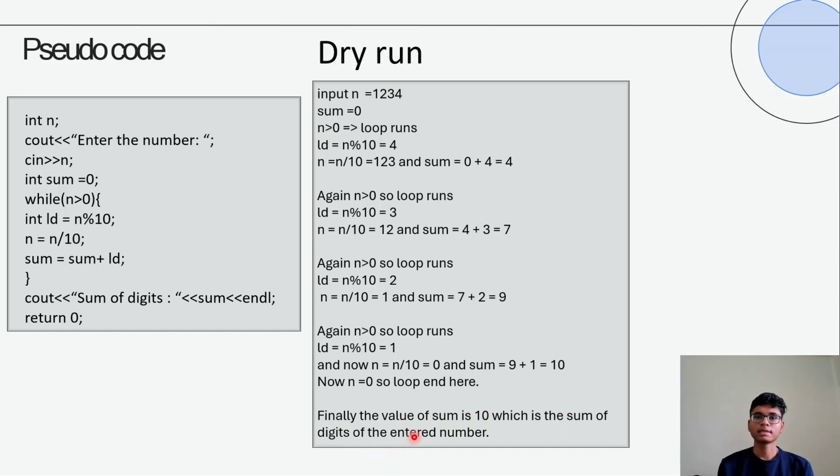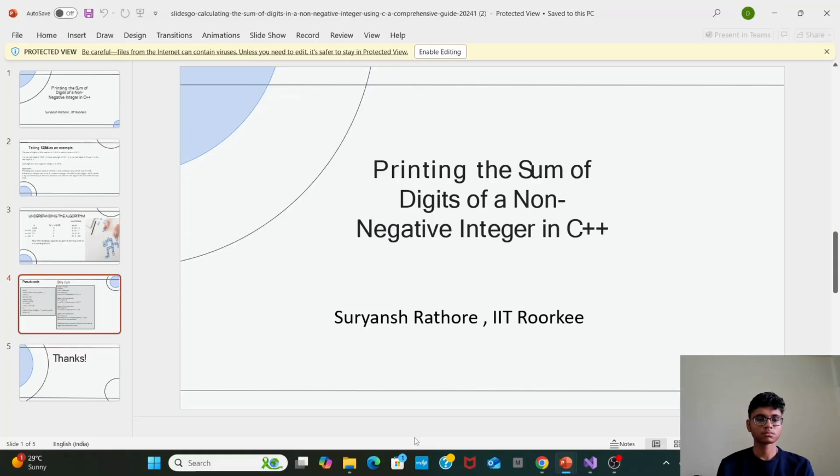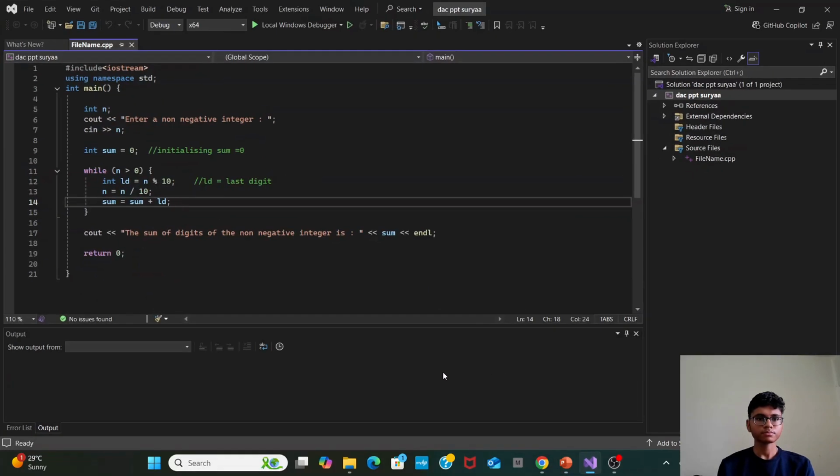So let's look at the actual code in the compiler. So the code will be like this. Hashtag include iostream, using namespace std, int main. This is the basic C++ syntax. Int n, cout enter a non-negative integer, cin n, letting the user give the input. Now initializing sum to be 0, while n is greater than 0, ld is equal to n modulus 10, n is equal to n by 10, sum is equal to sum plus ld.